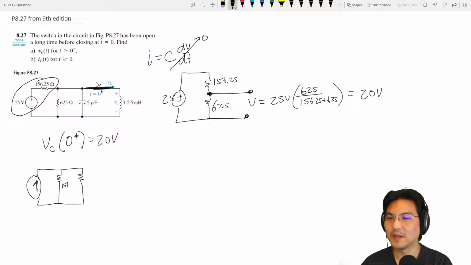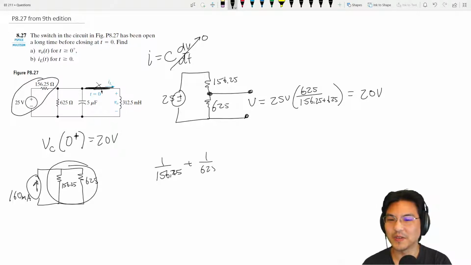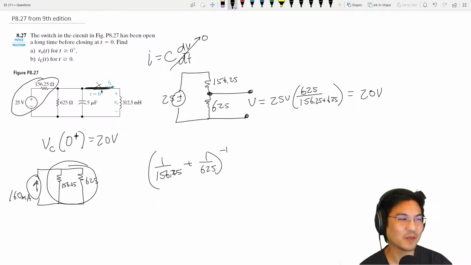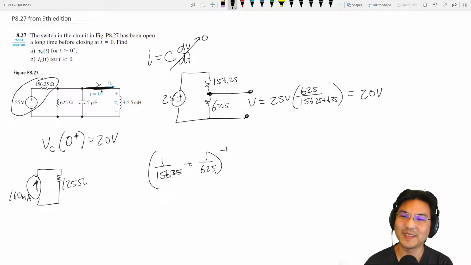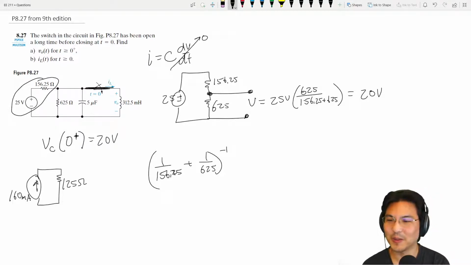Okay, so what is this? That would be V over R, 25 over 156.25. So let me punch that in the calculator. Okay, so that's 160 milliamps. Why don't we combine these in parallel? This plus 1 over 625, and then take the reciprocal. So let me punch that in the calculator too, so we have a number. Okay, so that turns out to be 125. The 156.25 and the 625 in parallel is 125.